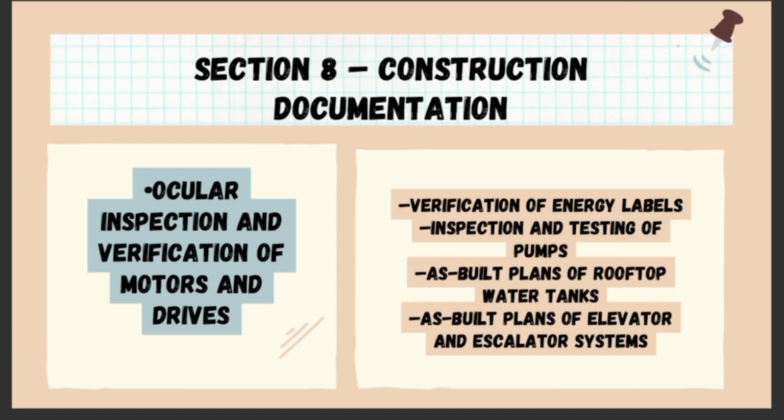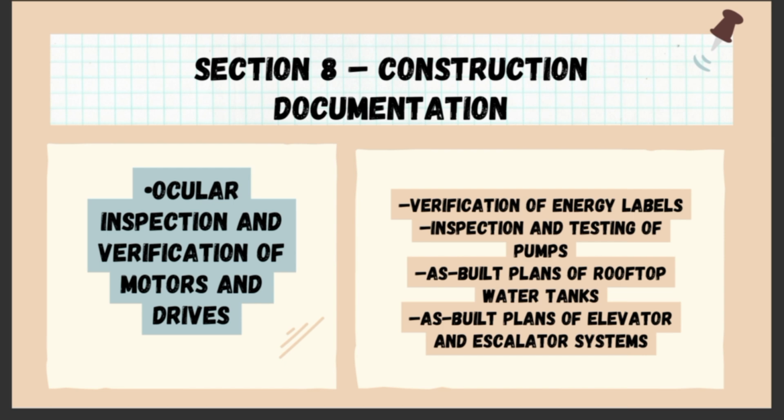Section 8 Construction Documentation. For occupancy permit approval, several construction documents are required. These include inspection reports for motors, VFD pumps, and soft starters, energy level verification, and as-built plans. Especially for Section 8.7, as-built rooftop water tank drawings and inspection reports must be submitted.